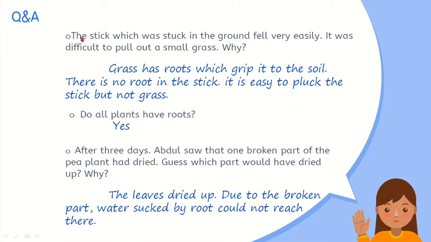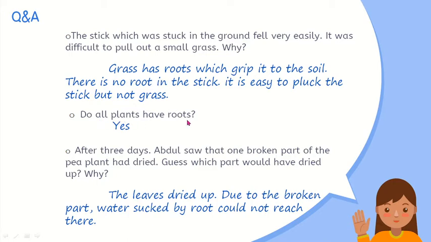Now come to the questions. The stick which was stuck in the ground fell very easily. It was difficult to pull out a small grass. Why? Because the stick which was stuck in the ground has no root. It is very easy to pull out that type of plant, whereas it is difficult to pull out the grass because grass has roots, fibrous roots.